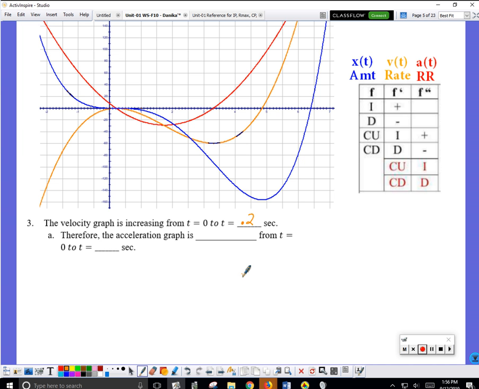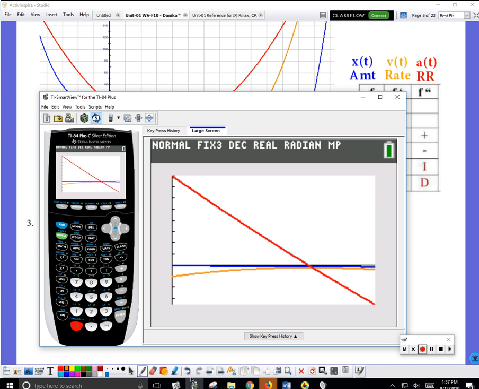Therefore, look over here at Danika's chart. Let's see, velocity. The velocity is increasing from 0 to 0.2. Therefore, the acceleration must have positive y-coordinates on that same span. So the acceleration graph has to be positive for that same section of the graph. If you look up, you can see it right here. The blown-up version is a little more clear.